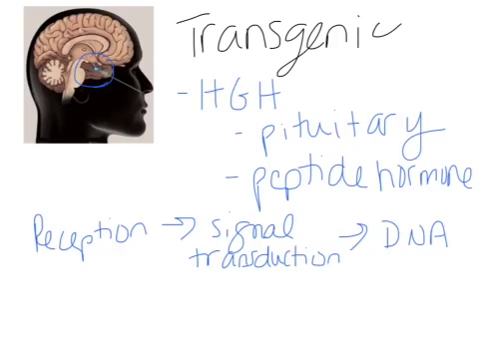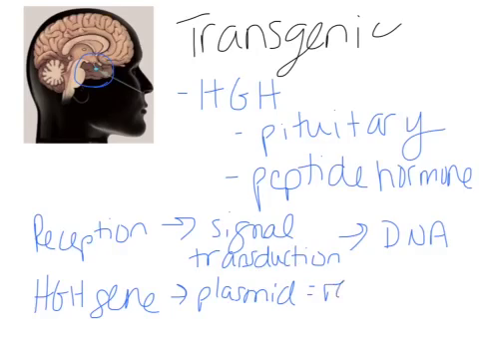Research came up with the idea of taking the gene that codes for human growth hormone out of the human genome, and putting it into a plasmid, making recombinant DNA. So we're taking the human growth hormone gene and putting it into a plasmid, and now I get recombinant DNA. Remember, recombinant comes from 2 different sources. Now that recombinant DNA can hopefully be taken up through transformation.